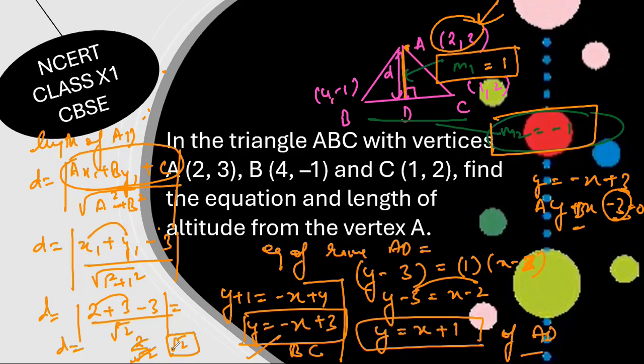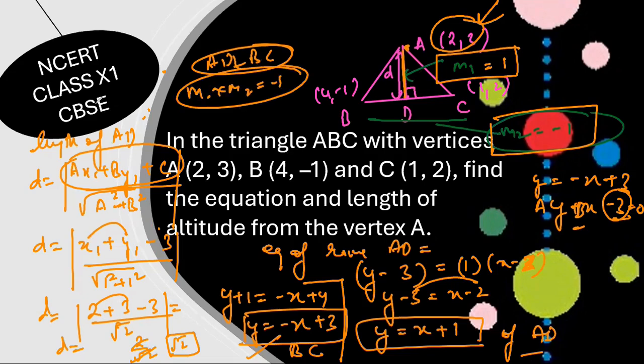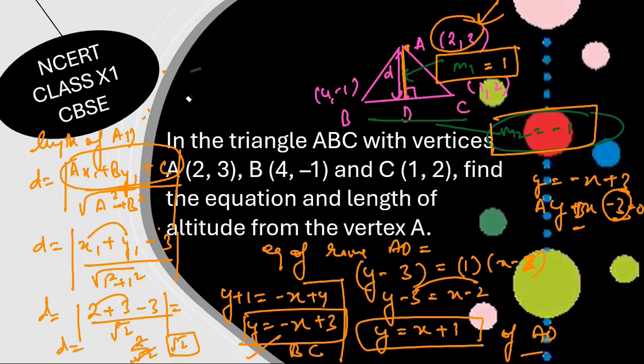So in this question, we have used so many formulas. We started with the slope of BC. When we found the slope for BC, because AD is perpendicular to BC, we used the formula m1 multiplied by m2 is equal to -1. Then we found the slope for AD. After that, we found the equation of line for AD, y is equal to mx plus c, because we have the point here and we have the slope also.